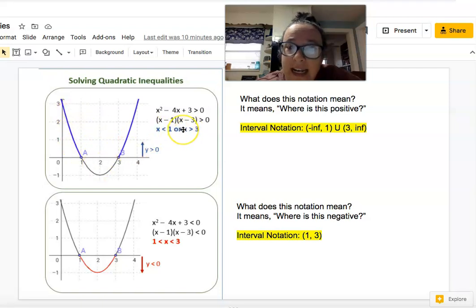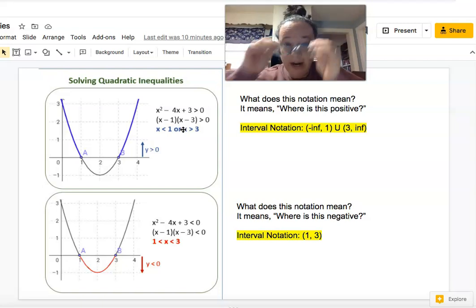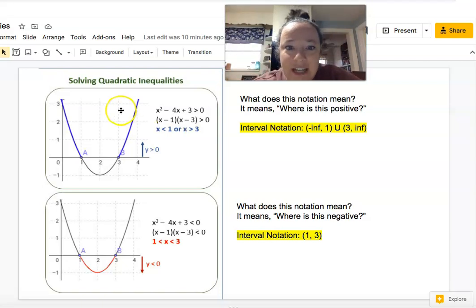And they wrote it here in inequality notation. And remember now in Math 2, we need to be aware of interval notation. So that would really be negative infinity up to 1, union 3 to infinity. Imagine that you smush that blue down to the x-axis. All right, and there's the interval notation right there written out for you.